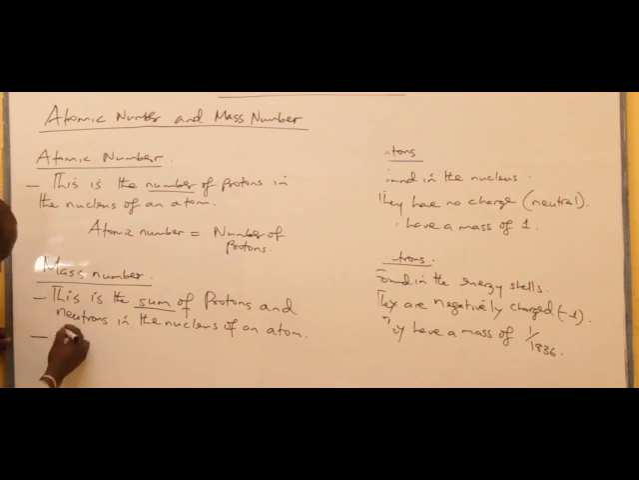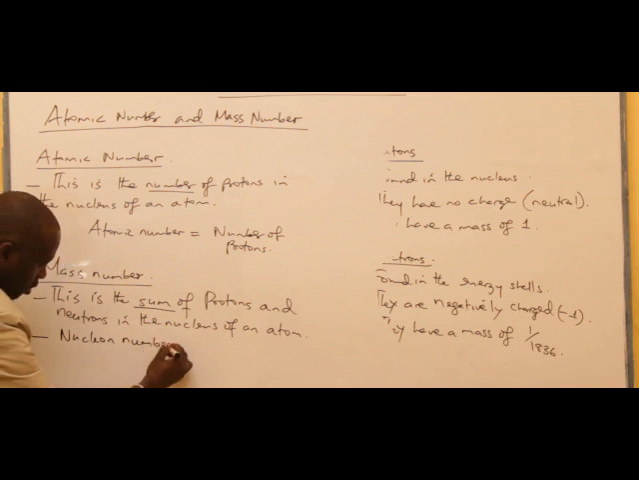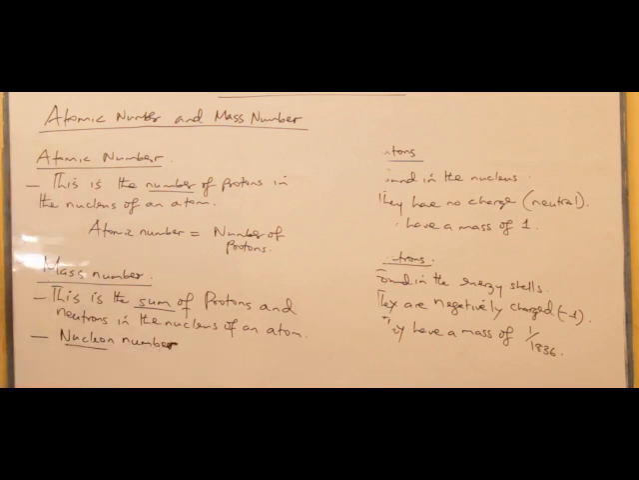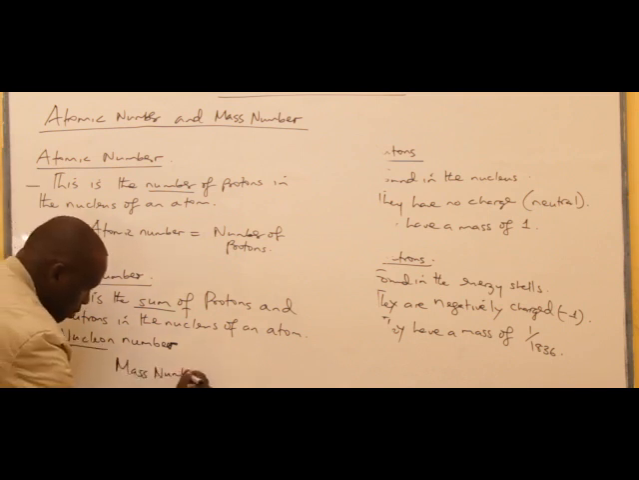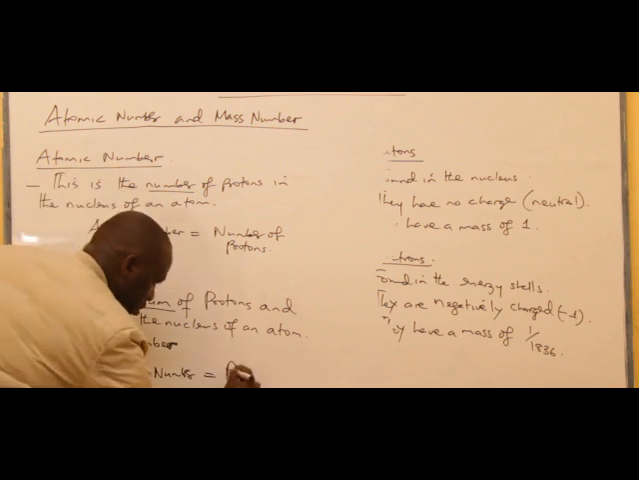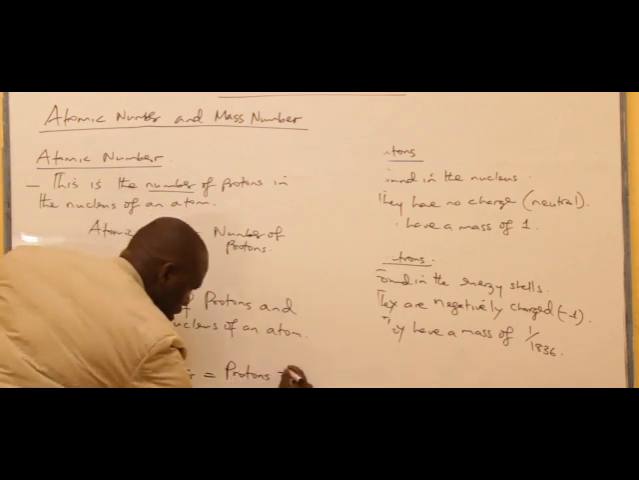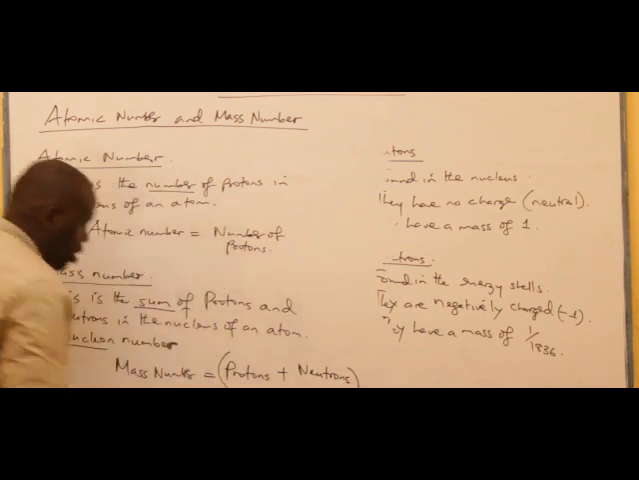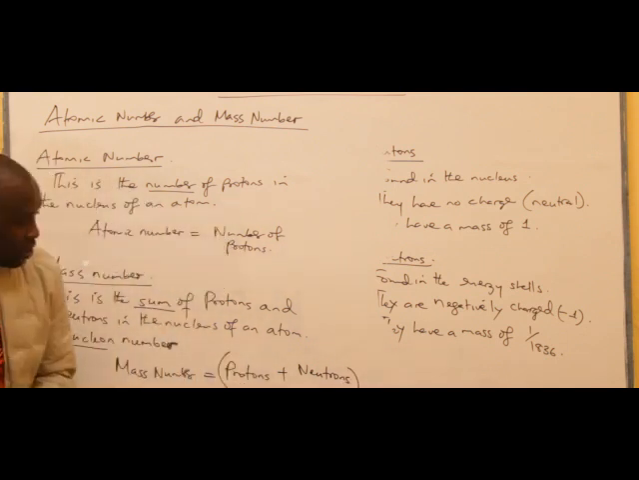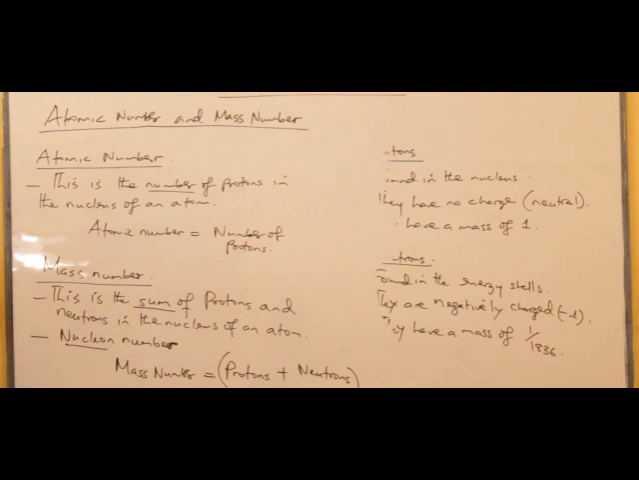Mass number in chemistry is also referred to as the nucleon number. We also call it nucleon number because it counts what is inside the nucleus. So, mass number is equal to protons plus neutrons. It is the sum of protons and neutrons. That is what we call the mass number.